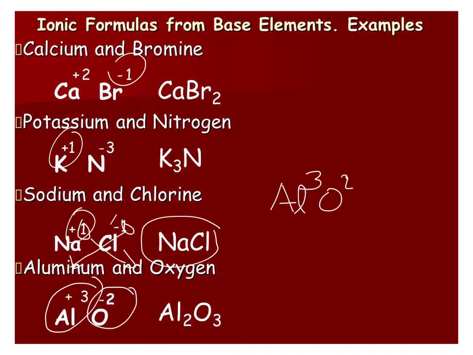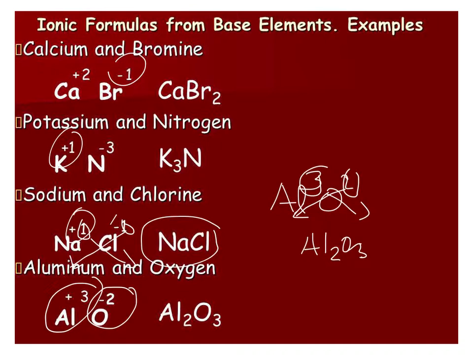Right? And then again, when you start doing this by yourself, you're going to be very good at not even having to write these. You're just going to know off the bat. So we're going to do the crisscross again. But that one goes here, that one goes here, and you're left with Al2O3.